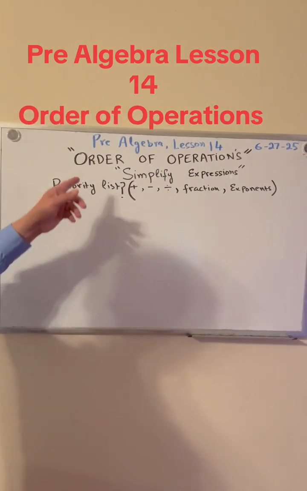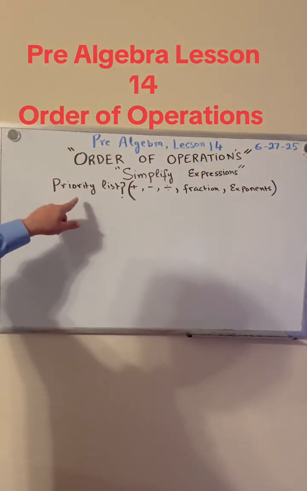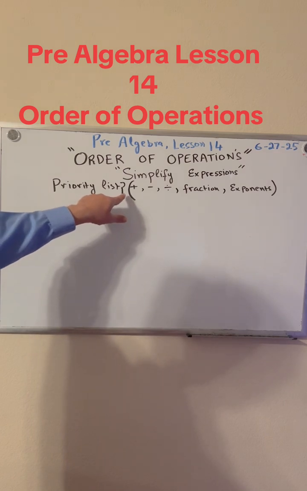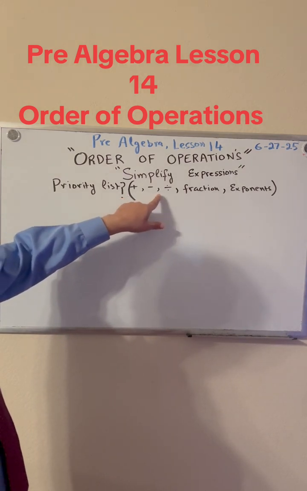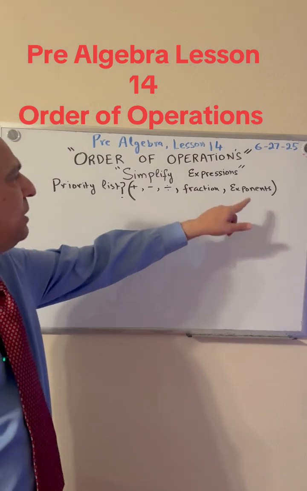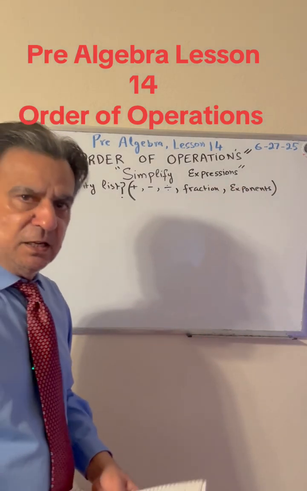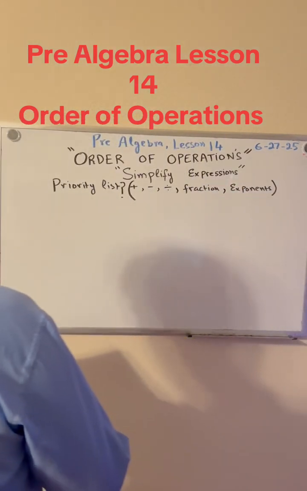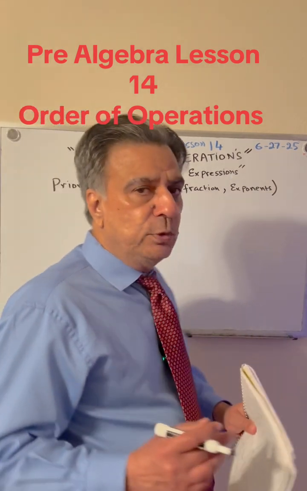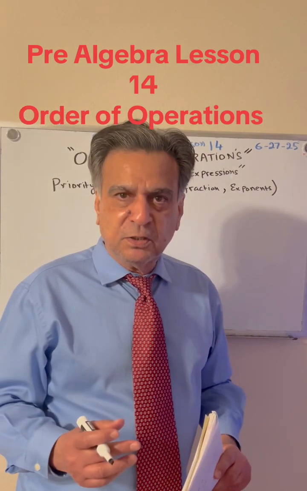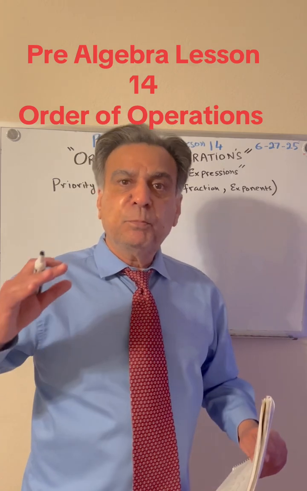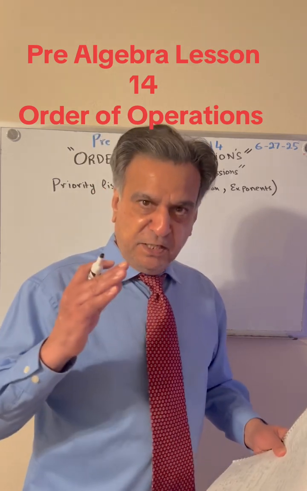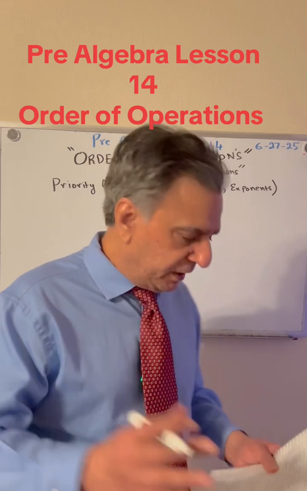I've got it on the board: order of operations. This is the priority list, and I have a question mark saying, is it going to be plus, minus, division, fraction, exponent, parentheses? How do you deal with that? What I like to do is solve examples instead of just giving you theoretical analysis. In my belief, that is more effective.